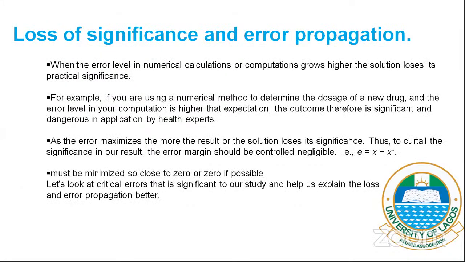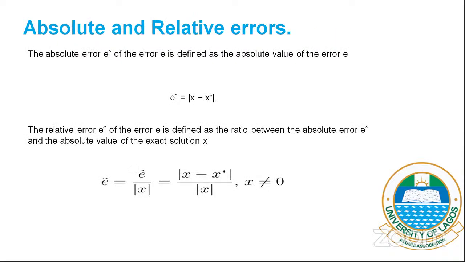So you have E. E equals X minus X star. But in the next slide, we had a cap on that E. Is there a difference? Yeah, there is. So what is the E? The E that has the cap is absolute error.